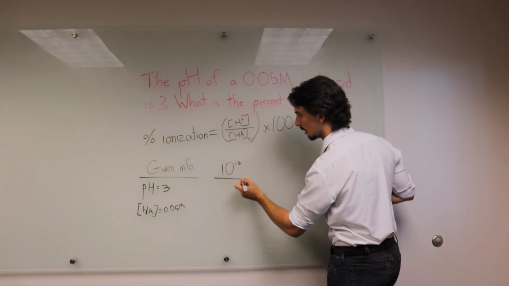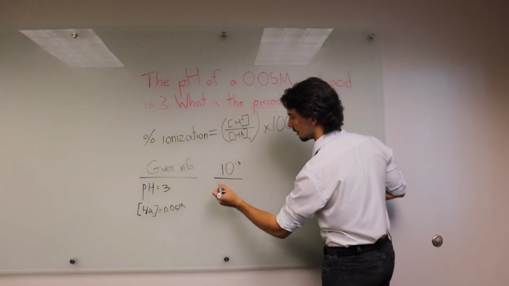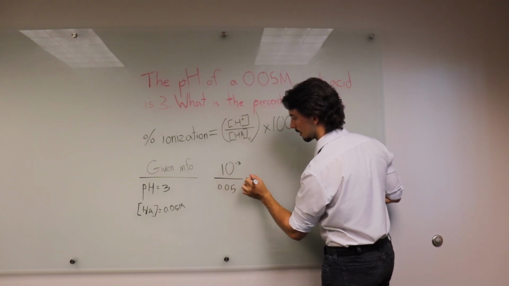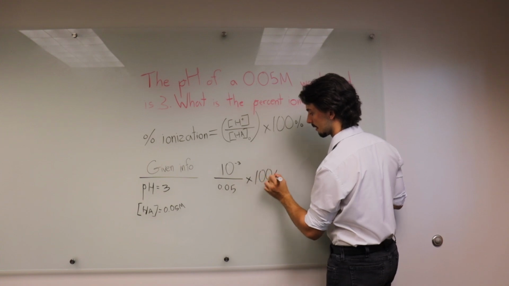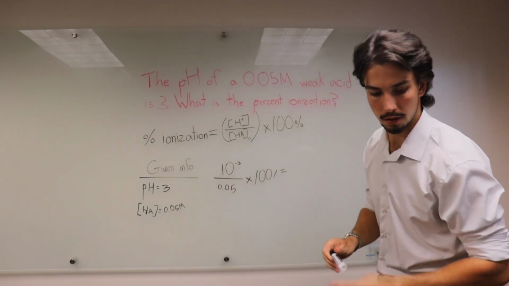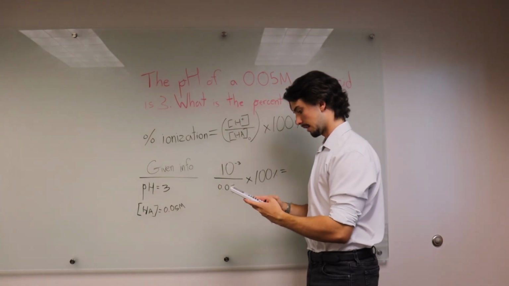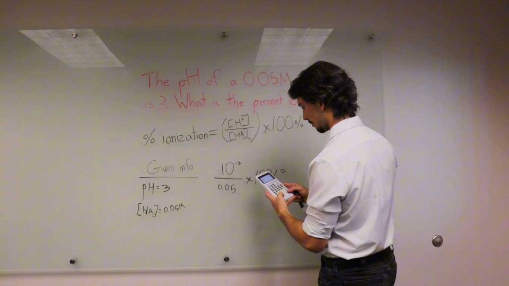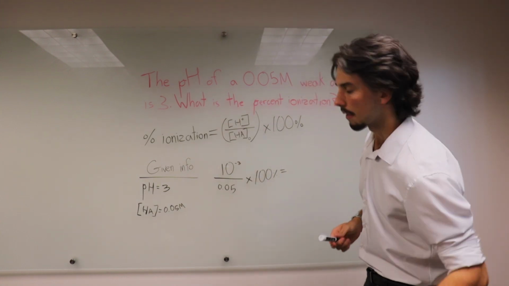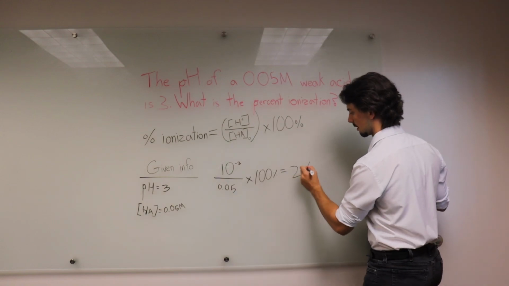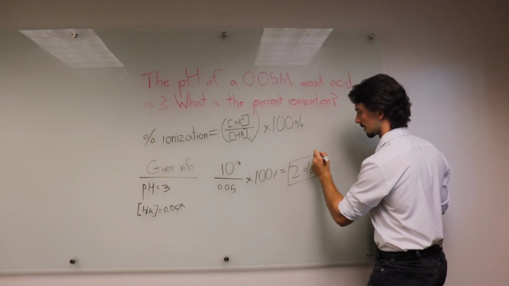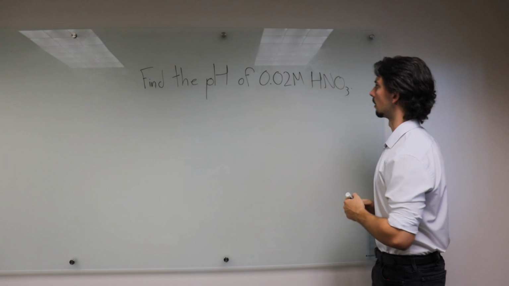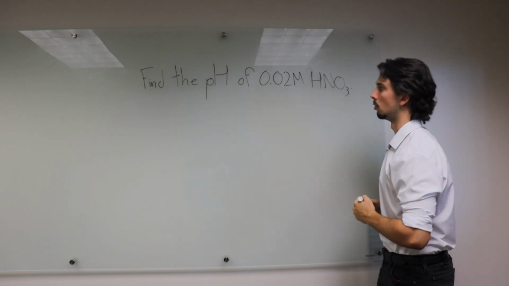So let's write the fraction and put our concentration of the acid underneath, 0.05, and multiply that by 100%. That should give us our answer. So if we do 10 to the negative third power, divide by 0.05, and then we multiply that by 100%, that'll give us our percent ionization of 2%.